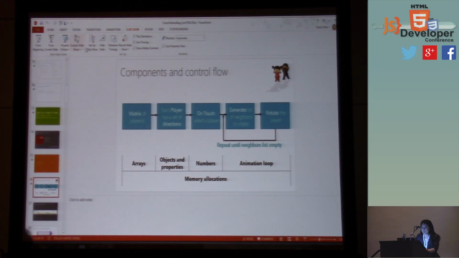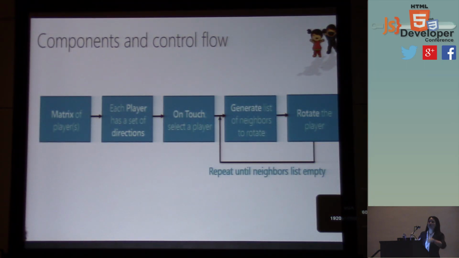So what we have here is, let me go back to the game a little bit, right? We have a matrix of multiple players, a bunch of people, right? Each player represents an object on the matrix. And each player has a set of directions, 4 directions, right? This and that, 4. And then each touch, you select a player, you touch that, it will generate a list of neighbors to rotate, right? And then you will rotate until all the neighbors finish that loop. That's what we have in the neighborhood.